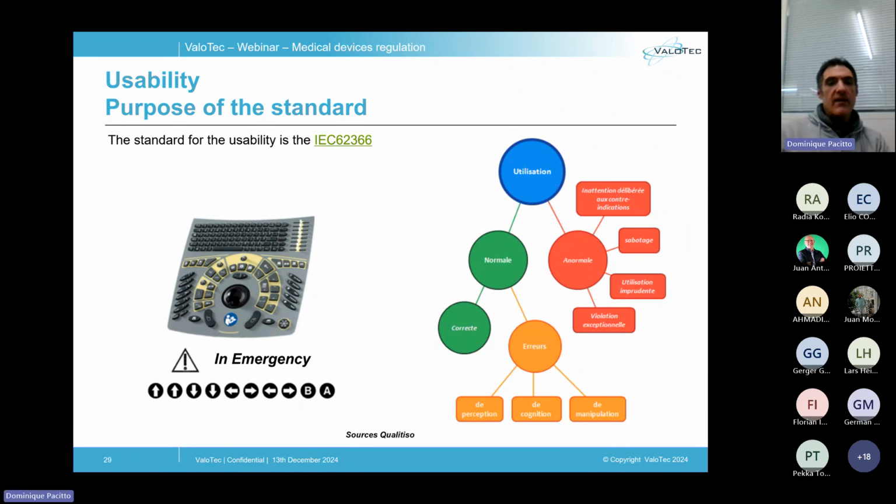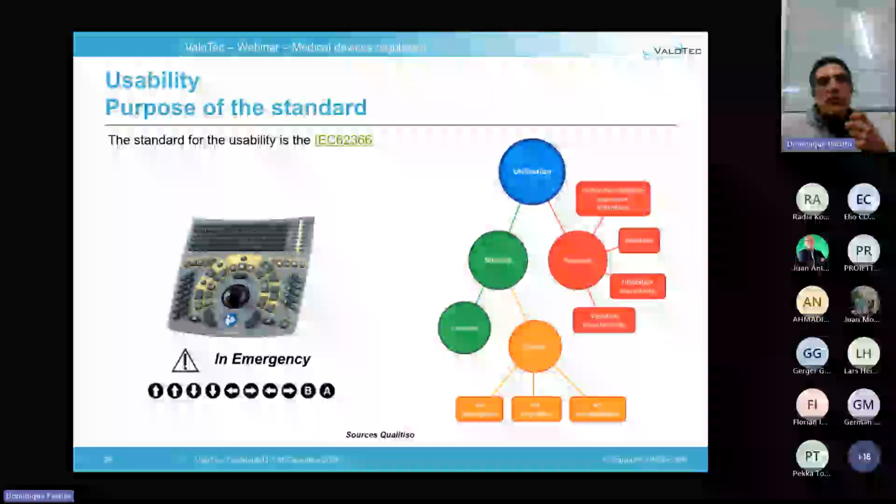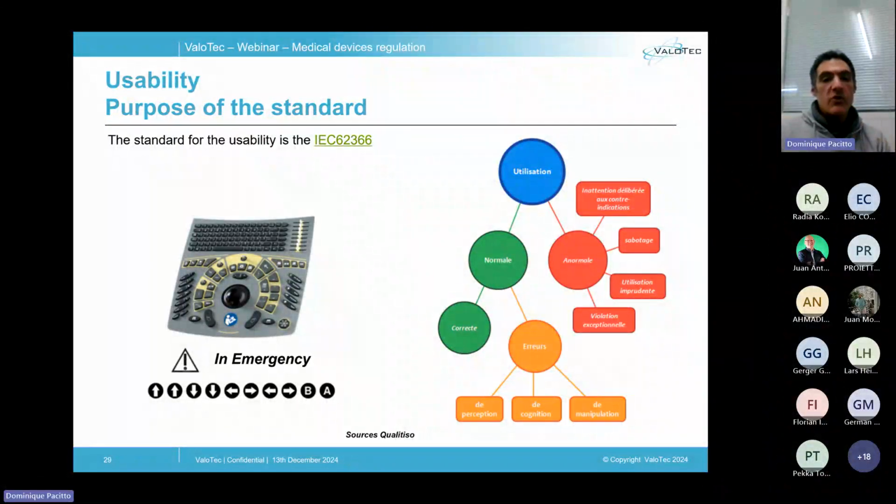The standard defines 3 types of use shown on the figure. The first one in green is a correct use, and I think it is not necessary to explain. The second one in red is an abnormal use, with the idea of a conscious, willful bad use. And the third one is an error of use, in orange, where the improper use is not wanted by the user, but happens because the user interface is misunderstood, for example.